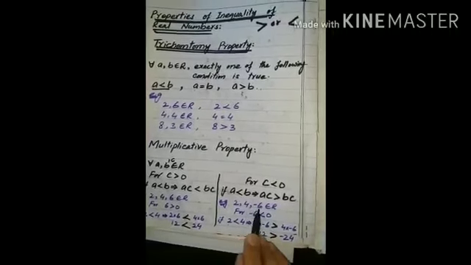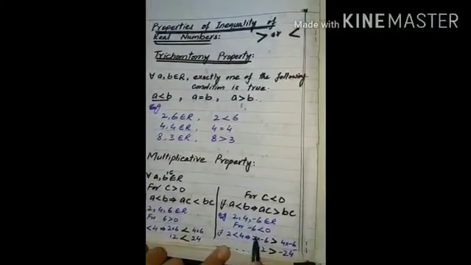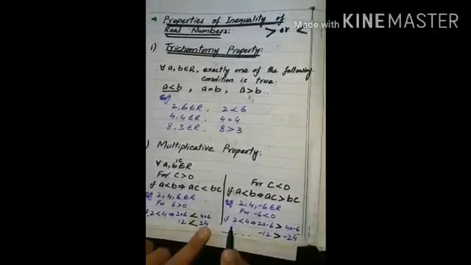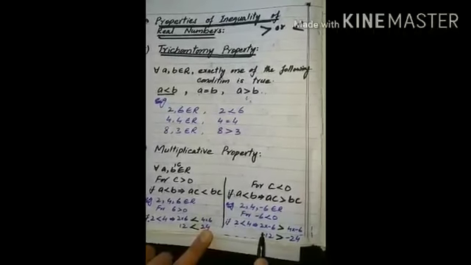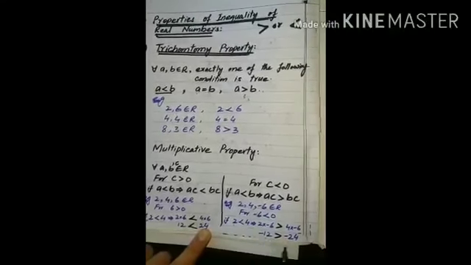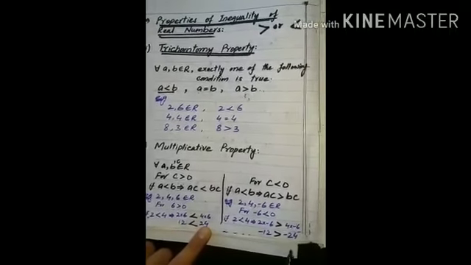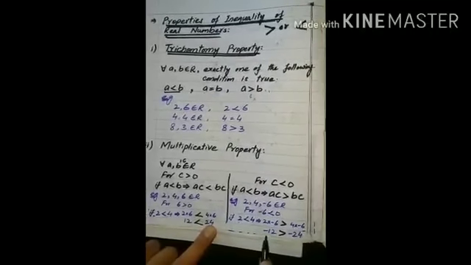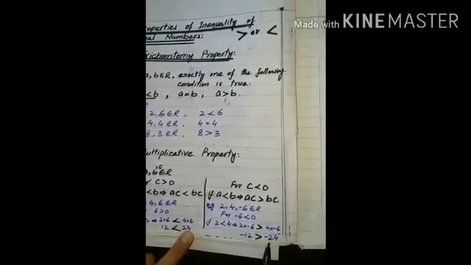For example, 2, 4, -6 are three real numbers. For -6 we know that it's less than 0, and if we look at the relation between these two numbers, that is 2 is less than 4, and if I multiply -6 on both sides of this inequality, I will get -12 from the left hand side and -24 from the right hand side, and we know that a greater number with a negative sign is less than a smaller number with a negative sign. So it means -12 is greater than -24.